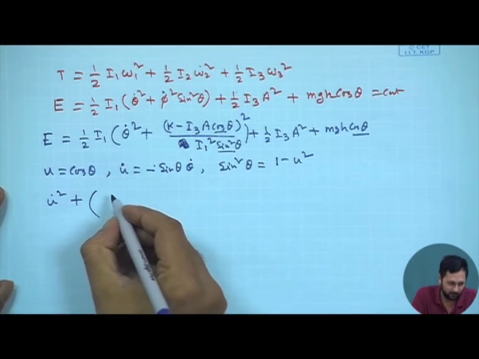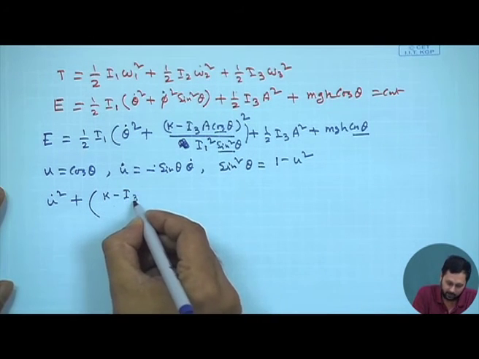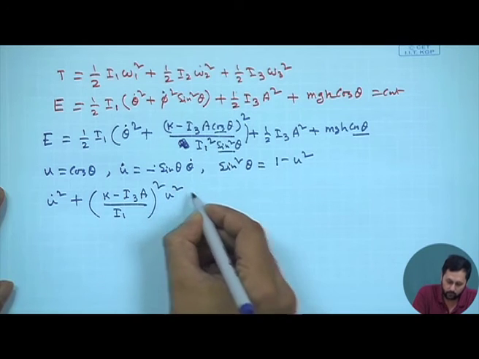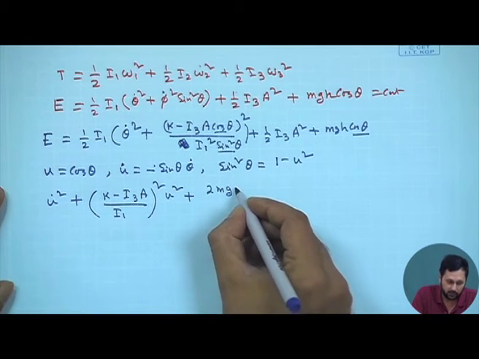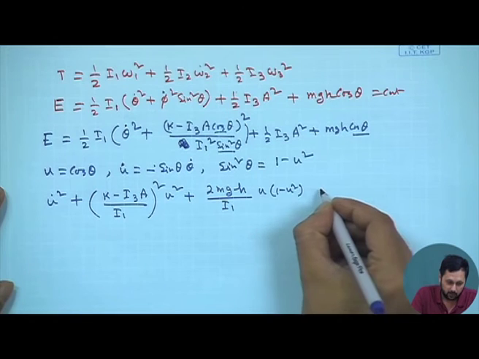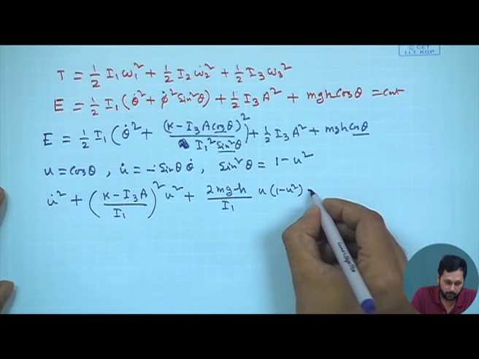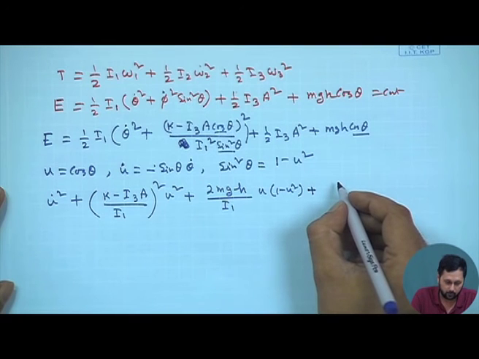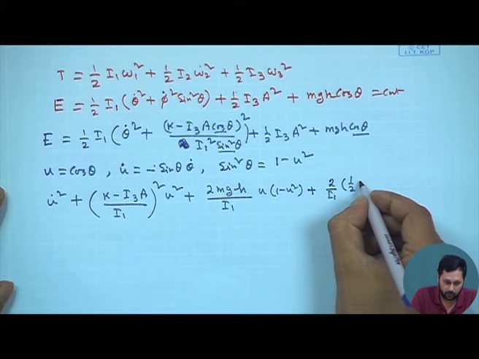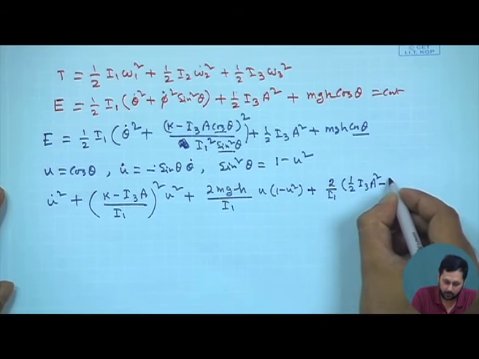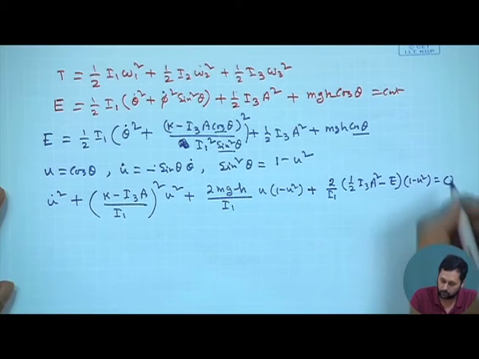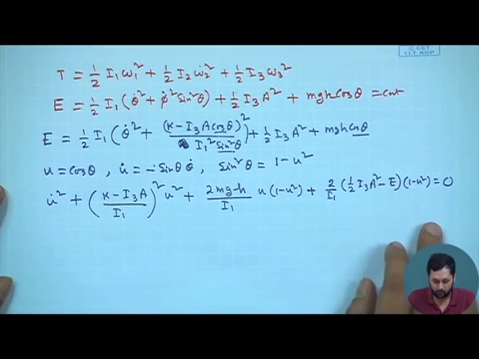Two steps in mathematics gives k minus (I3a by I1) whole square u square plus 2mgh by I1 u (1 minus u square) plus 2 by I1 times half I3a square minus e, whole times (1 minus u square), equal to 0. So, this is what we can get from this.